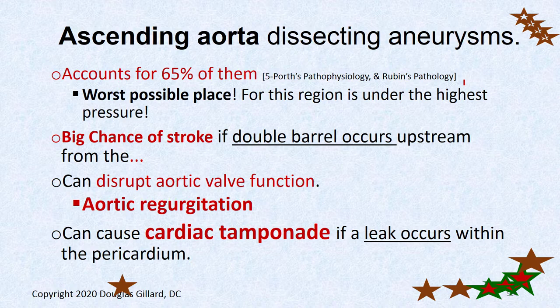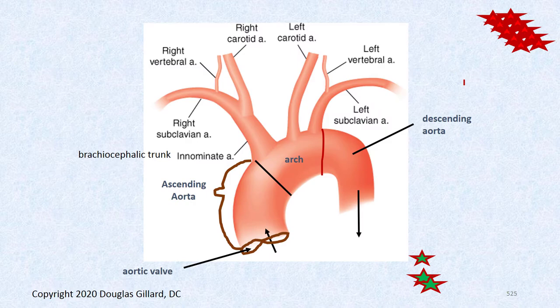Cardiac tamponade can occur as well. If it goes all the way back to the aortic valve, you are now inside the pericardial cavity, and if it starts leaking blood, that blood can fill the pericardial cavity up and it can squish the heart. That's called cardiac tamponade, and that's very, very dangerous. People die of that all the time.